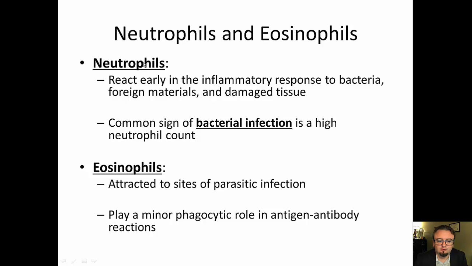Neutrophils, as I mentioned, are one of the most common, and neutrophils make up something like 60 to 90% of all circulating white blood cells, just white blood cells in general. So they're very, very common.